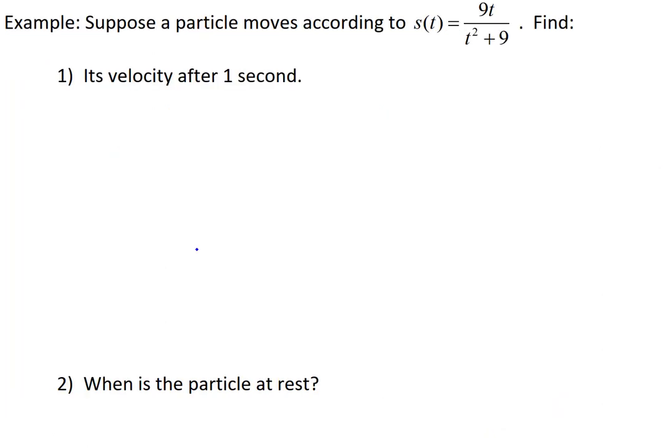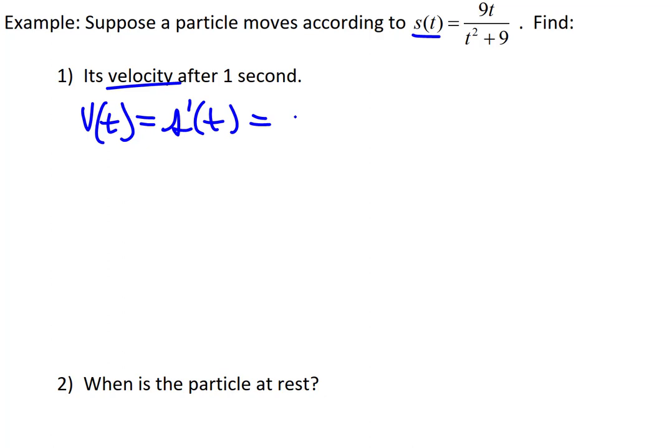Let's consider an example which says, suppose a particle moves according to the following function, s of t, so here's our position function, equals a rational function where the numerator is 9t and the denominator is t squared plus 9. Given that, we want to find several things. First, we want to find its velocity after 1 second. Well, you'll recall from the notes above that velocity, which we will call v of t, is really just s prime of t, that is the derivative of the position function, which was given in this problem.